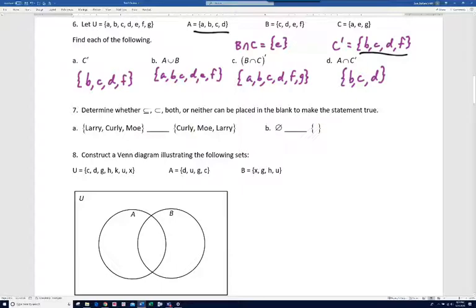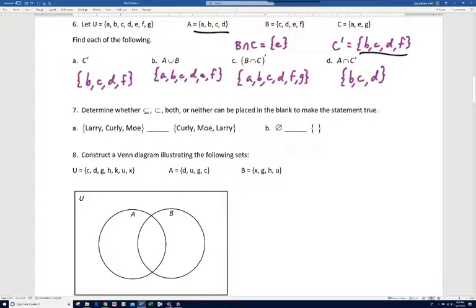It says determine whether ⊆, the symbol for subset, and ⊂, the symbol for proper subset, each of those, both, or neither can be placed in the blank to make the statement true. So look at A. We have two equal sets. They have the same elements in them, Larry, Curly, and Moe. So these are equal sets.